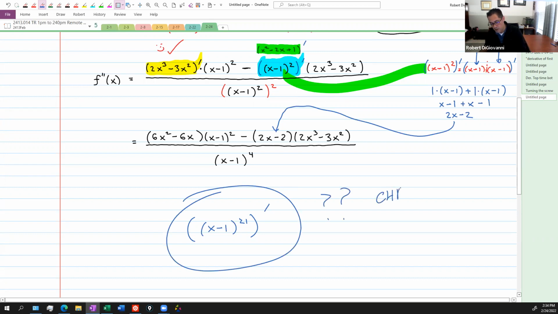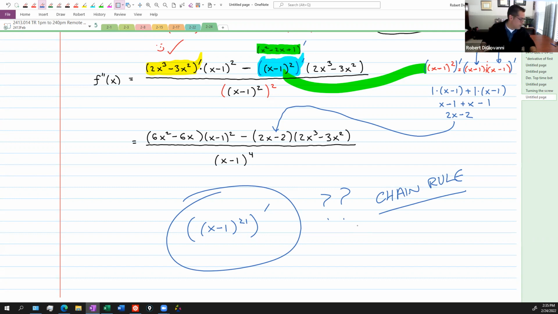This will require the chain rule. That's our last rule that we learn, and the hardest, most confusing rule. Students have a real hard time with the chain rule. So stay tuned for that one, x minus 1 to the 21. Stay tuned. All right, I want to show you another one.